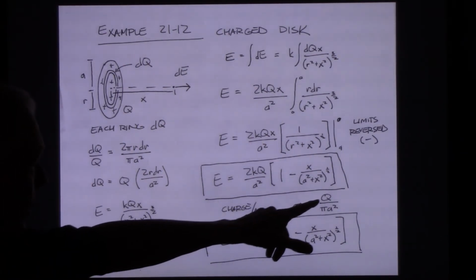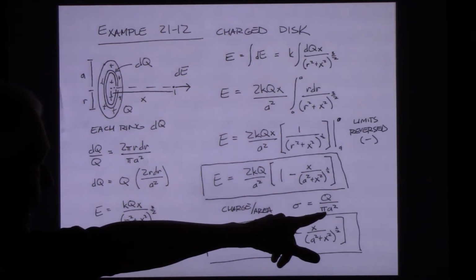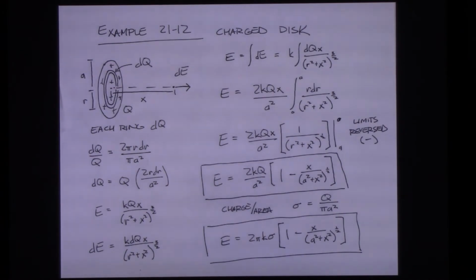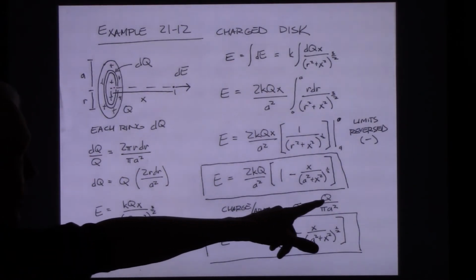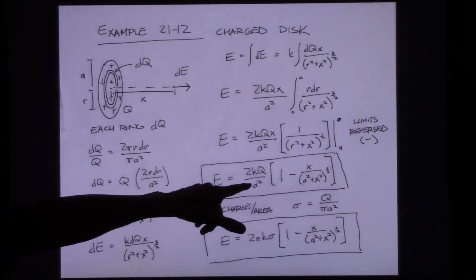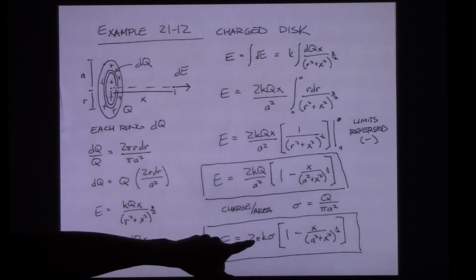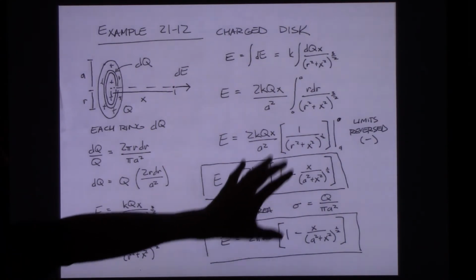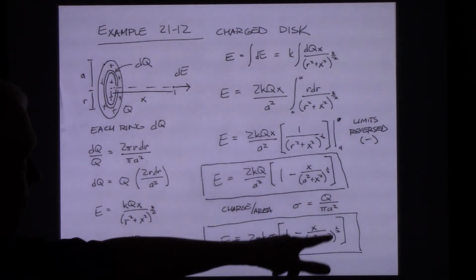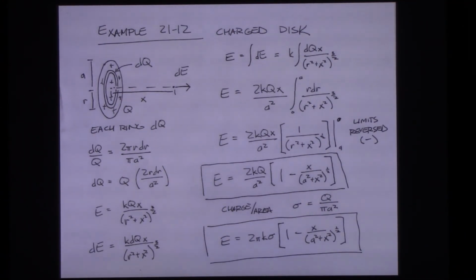So charge per area would be Q over pi a squared, that's the area of that circle. And if I make that substitution, Q is equal to sigma pi a squared, the a squareds cancel. And I'm left with 2 pi k sigma, which is my charge per area, times this function of x.